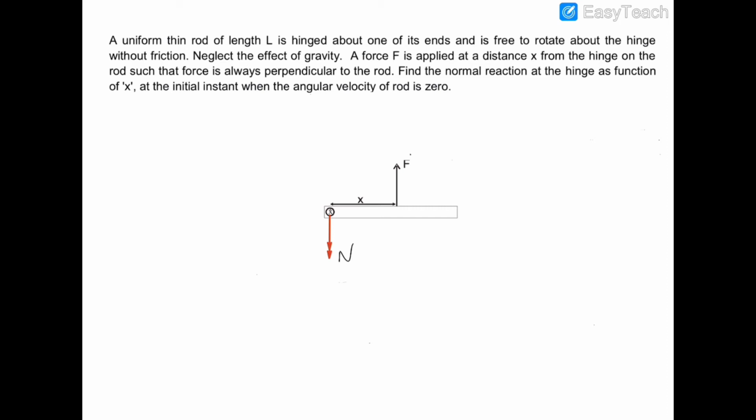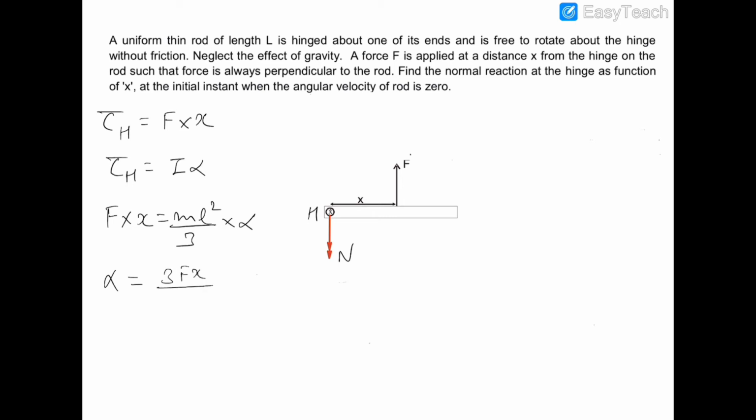Now let us find out the torque about this point, the hinge. So torque about hinge would only be produced due to F, and therefore its torque will be F into x. Now this torque about hinge will be equal to I alpha, and therefore F into x will be equal to mL square by 3 into alpha. This mL square by 3 is the moment of inertia of this rod about this end. Now we can find out the alpha from this equation. So alpha is 3Fx by mL square. So this is the value of alpha.